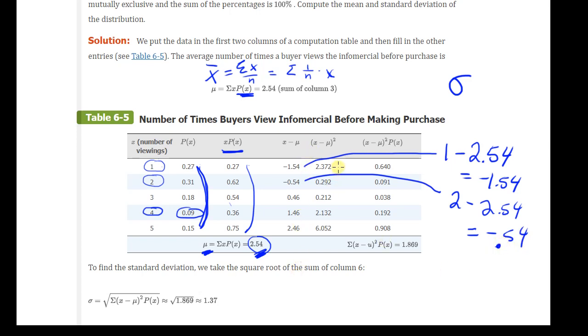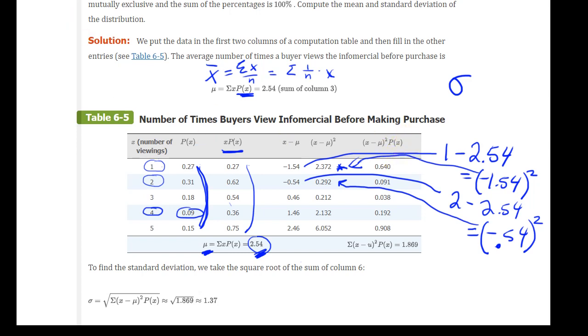All right, then next, what is this one here? This guy is the square, right? So if I were to take negative 1.54 and square it, I'll get this guy, okay? So if I take negative 0.54 and square it, I'll get this guy here, 0.292. All right, then lastly, I need to multiply that square by the probability of observing that observation. Basically, I need to weight it, right?